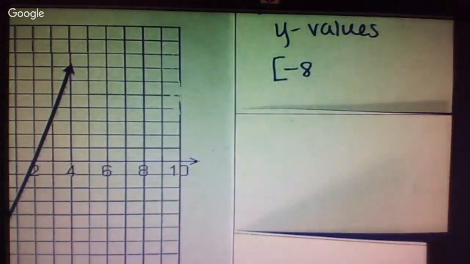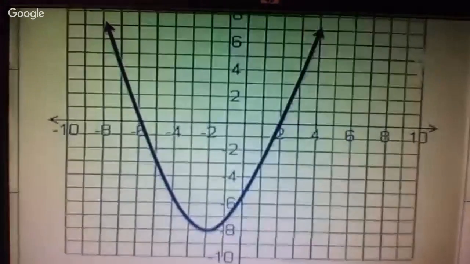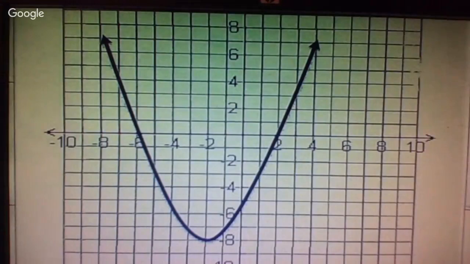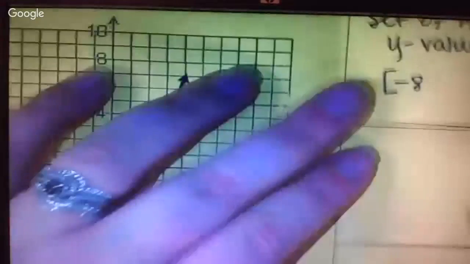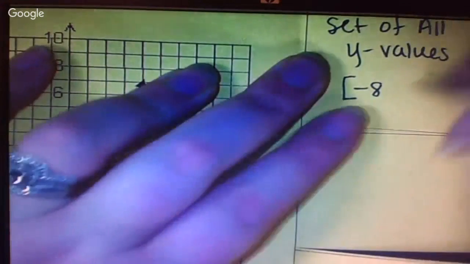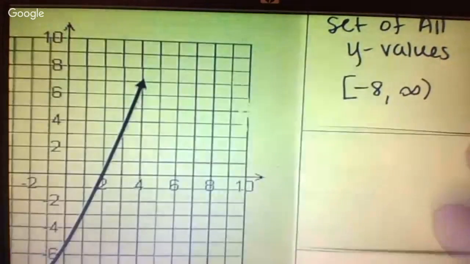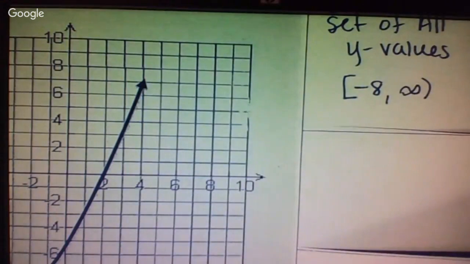Okay. All right. So again, go back to the graph. The other side of my y values should be, how far does this graph go up? Infinity. It's never going to stop going up. So my set of all y values go from -8 to positive infinity, because my graph's never, ever going to stop going up. It stops on the way down, but it does not stop going up.